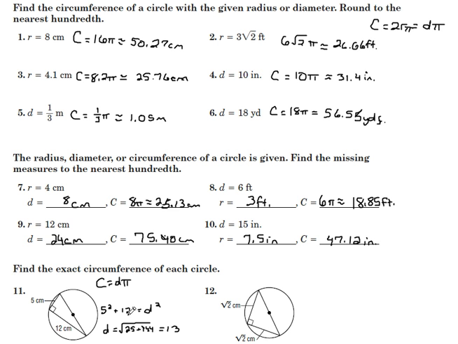Okay, so the diameter is 13. To find the circumference of this, it's 13 pi. And we're going to leave it as pi because notice the directions said find the exact, no decimals, no rounding.